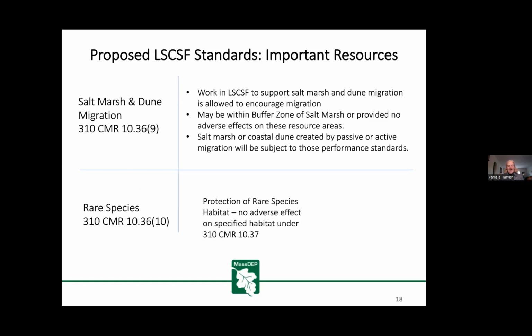Okay, there's a provision which I'd encourage you to take a look at that would allow, within land subject to coastal storm flowage, work that would allow migration of either salt marsh or dune onto land subject to coastal storm flowage. And the idea here is that it could be very beneficial to property owners as well as to allow passive or active migration onto land subject to coastal storm flowage. They try to increase the benefits of flood control and storm damage prevention that those resource areas provide. And finally, there's a provision about protection of rare species habitat, similar to all the other coastal regulations. Next slide.